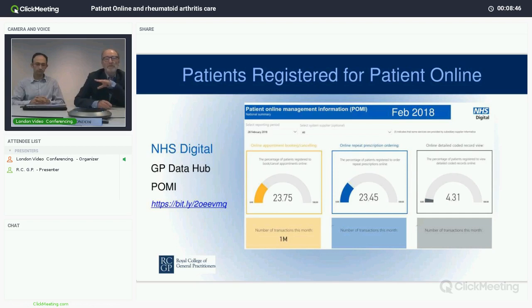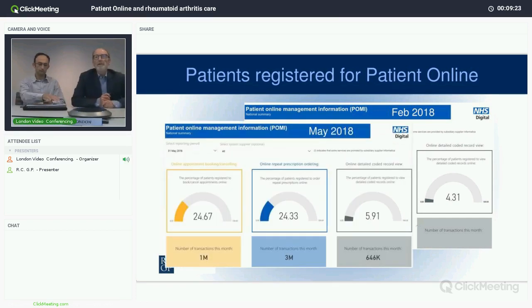This is the national level of data of uptake as a percentage of the population in England. And you can see that appointments and prescriptions in February were around about 23% of the population registered for those services. Record access much lower, started later, clearly is a bigger ask for practices to take this on board. And in March, 4.3% of patients in England had access to their detailed coded record.